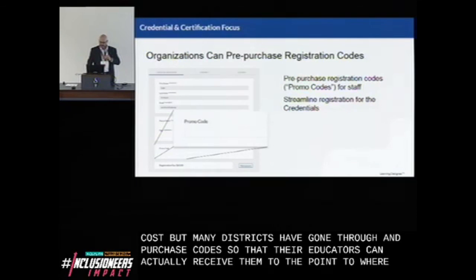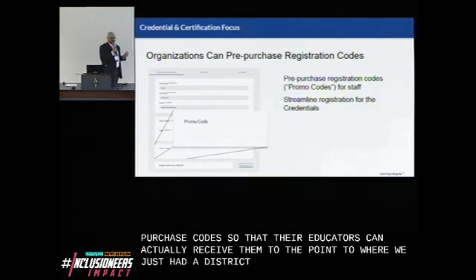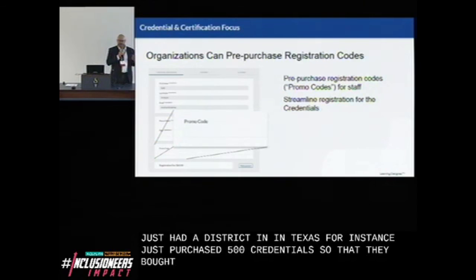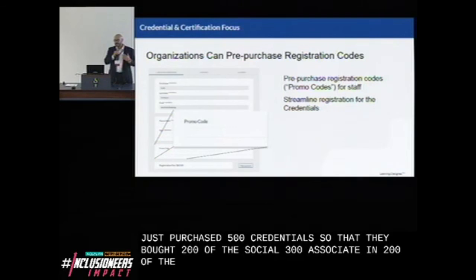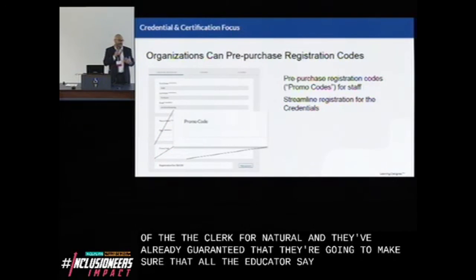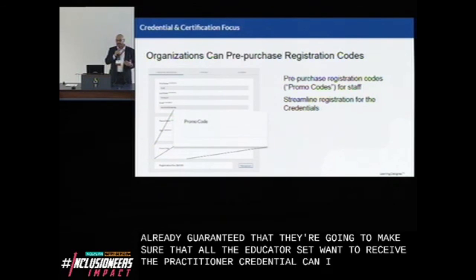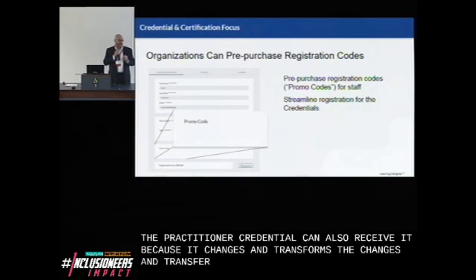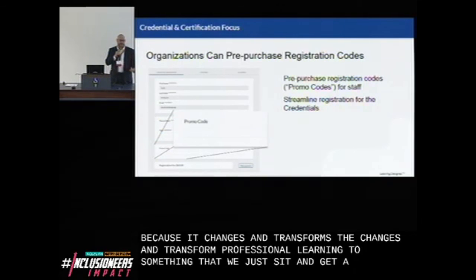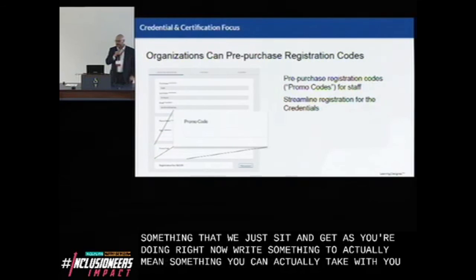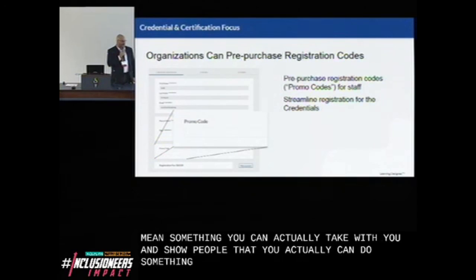To the point to where we just had a district in Texas, for instance, just purchased 500 credentials. So they bought 300 of the associate, and 200 of the core credential. And they've already guaranteed that they're going to make sure that all their educators that want to receive the practitioner credential can also receive it. Because it changes and transforms professional learning from something that we just sit and get as you're doing right now, right? To something that actually means something you can take with you and show people that you actually can do something.